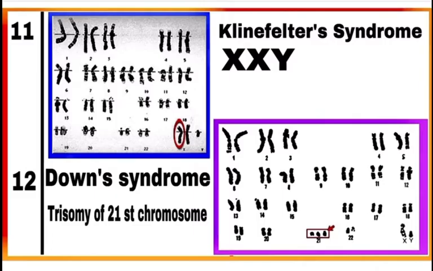Now, see the karyogram of the person in 12th picture. Here, the person is suffering from Down syndrome again with 47 chromosomes. Trisomy of 21st chromosome can be seen here, and that led to the disorder called Down syndrome.